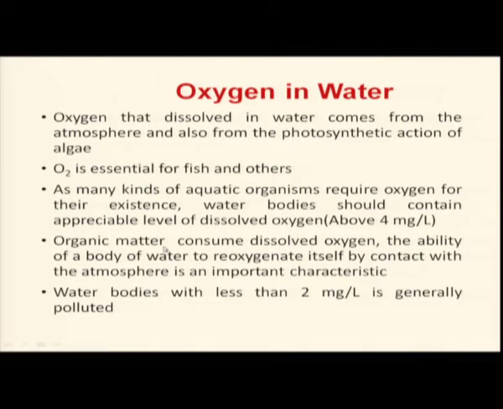Okay. And when such organic matter is present in high amount, usually the water bodies will have a DO value, dissolved oxygen value, less than 2 milligram per liter, and that is an indication of contamination, or that the water body is polluted. So, for a healthy aquatic water body, the dissolved oxygen level should be above 4.